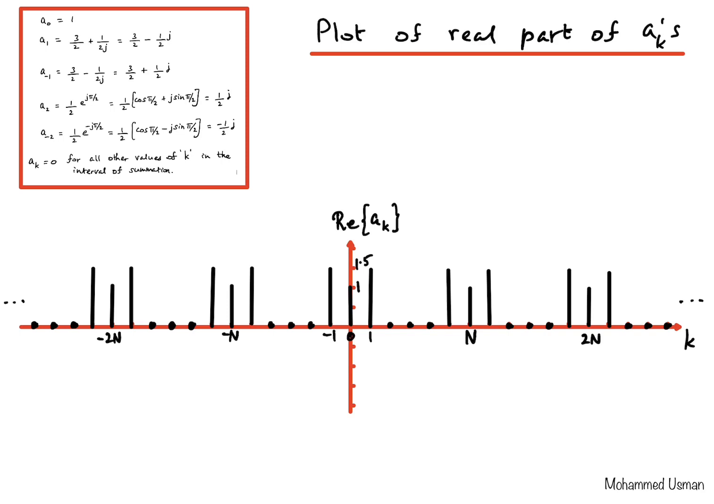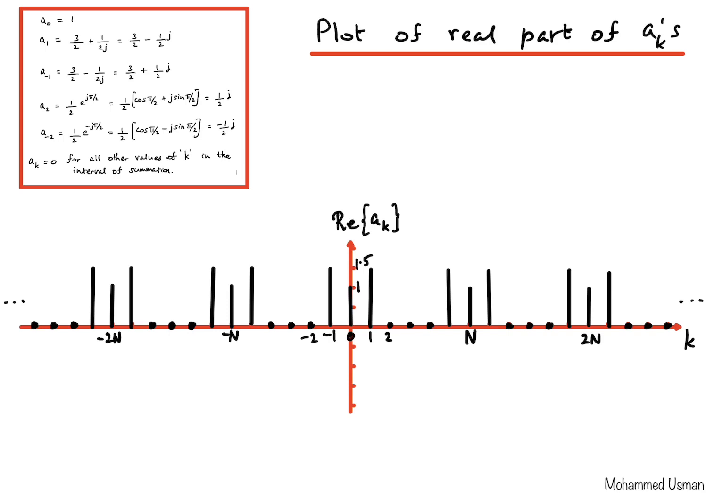So we have a1 and a minus 1. Next we have the real part of a2. If you notice here, a2 has just the imaginary part, so the real part of a2 is 0. So for k equal to 2, the real part is 0, and for k equal to minus 2 the real part is also 0.